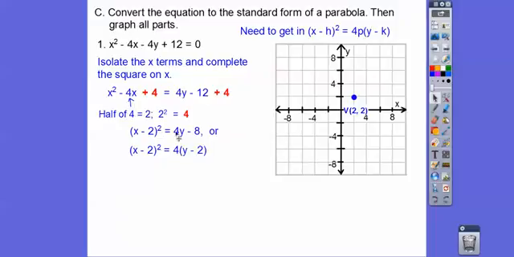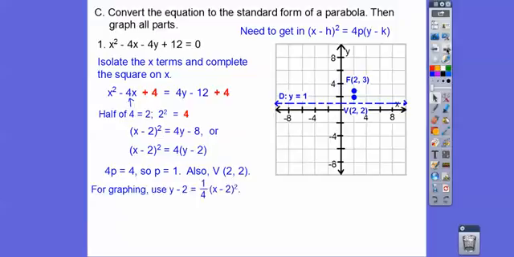Okay, so here's 4p. This 4 stands for 4p, so 4p equals 4, so p equals 1. Okay, so if we go up 1 from the vertex, the focus is going to be right there, and go down 1, and our directrix is going to be down there. Okay, so there we go.